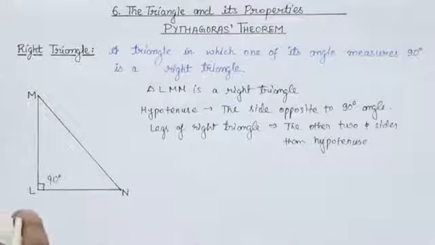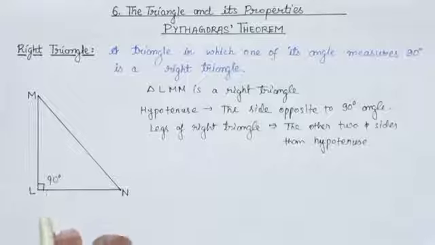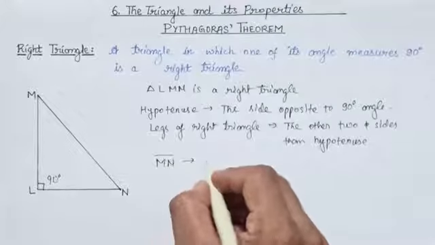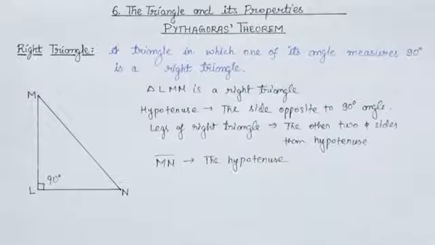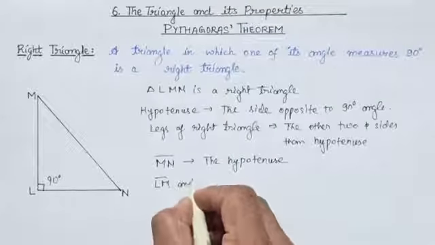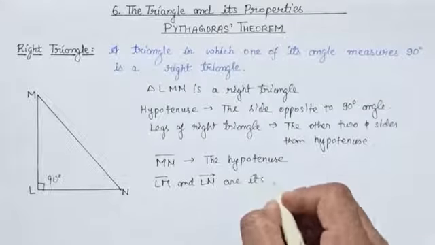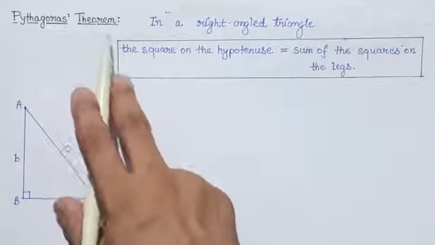If we talk about this right angle triangle LMN, then here you can see that angle L measures 90 degree and the side which is opposite to it is MN. So we can say in this right angle triangle, the line segment MN is the hypotenuse. The other two sides than the hypotenuse are LM and LN, so line segment LM and LN are its legs. I hope it is clear what are the specific names of the sides of a right angle triangle. Now what is Pythagoras theorem?